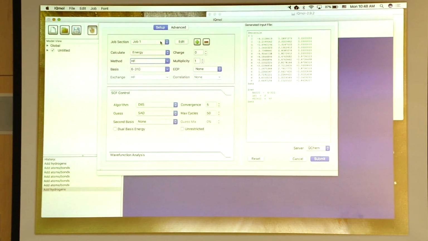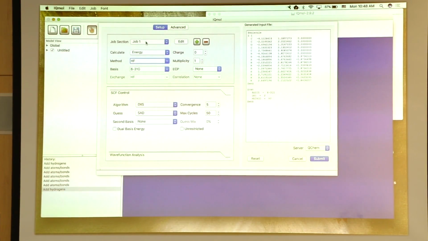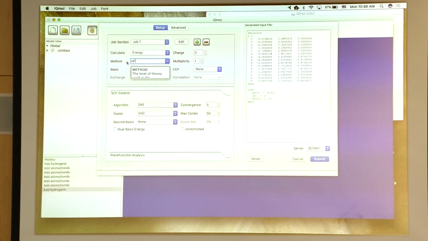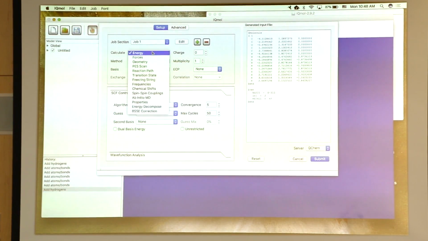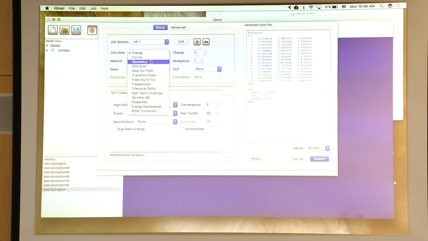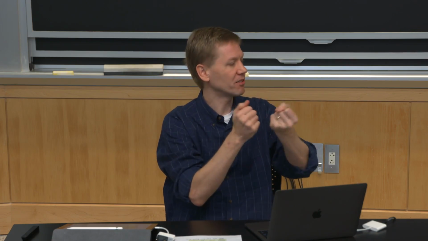And now it's got a bunch of things that I can specify. There are a few things that are most important. So the first thing is what kind of calculation I want it to do. I could have it just compute the energy of the molecule for the configuration I specified. That would be one useful thing. I could compute forces, in other words, the forces on the atoms, where the atoms want to move. I could optimize the geometry, which would then relax the thing down and figure out what the best geometry is.